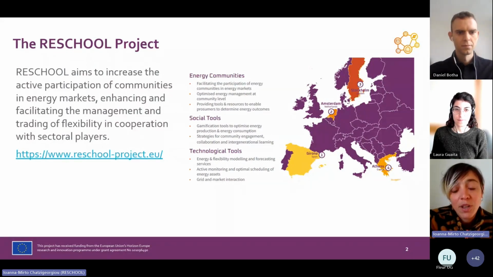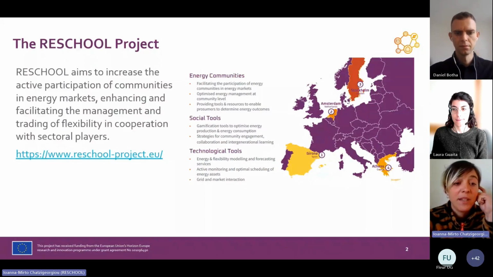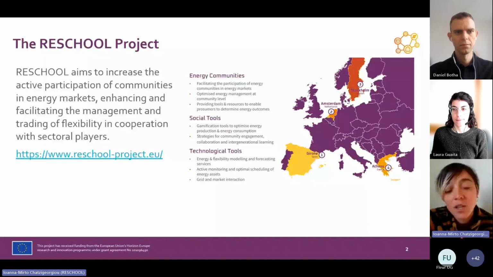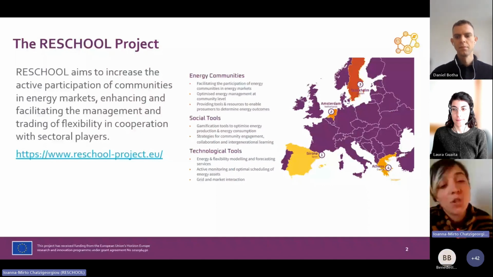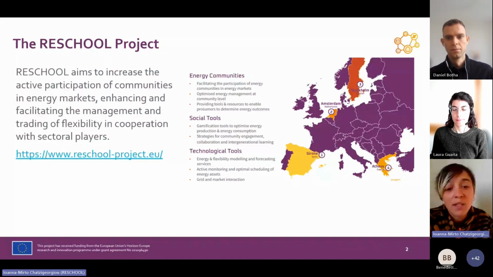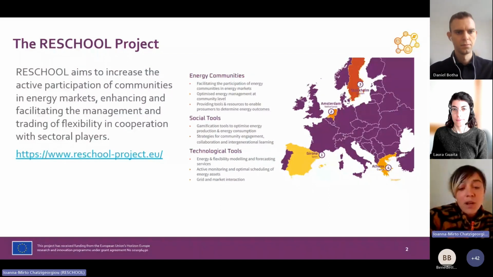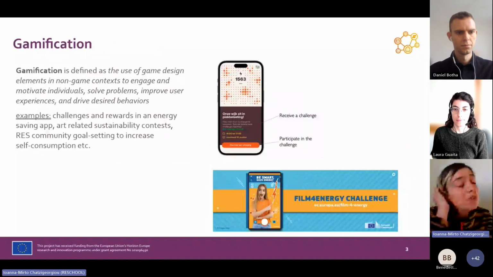RISCU has 4 pilot energy communities, as you can see here in the map. Its main focus is to increase the active participation of communities in energy markets, enhancing and facilitating the management and trading of flexibility in cooperation with sectoral players. The social tools that are being used mainly in this project are gamification as well as intergenerational learning. We are mainly working on gamification.